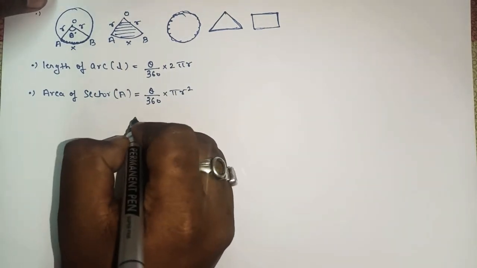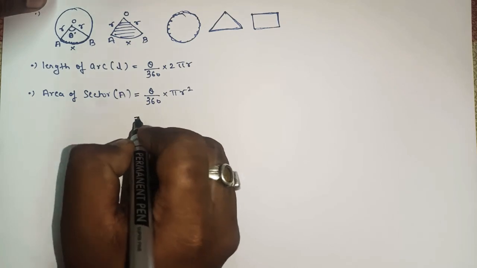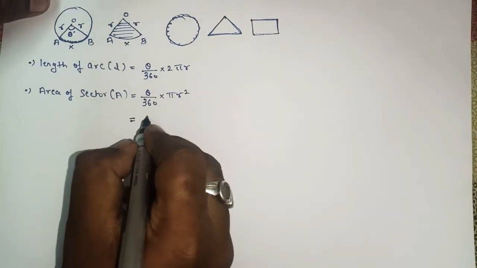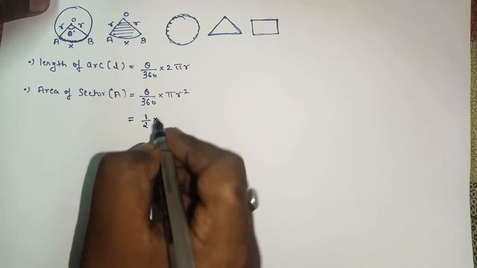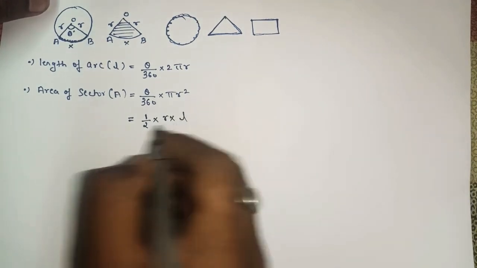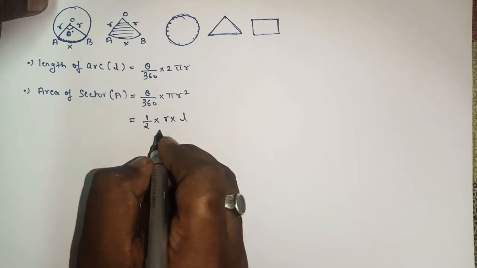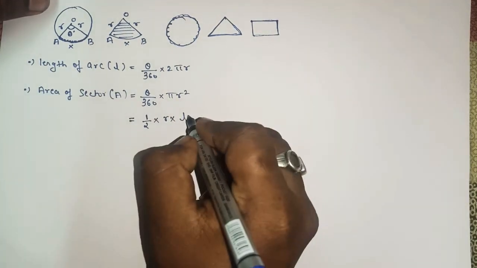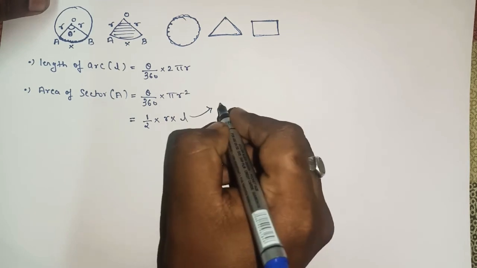And there was one more formula for the area of the sector. I guess you all might be knowing. We used to write half into r into L. Here r stands for radius, and L stands for the length of the arc. Okay, how did you get this formula? It is very simple.